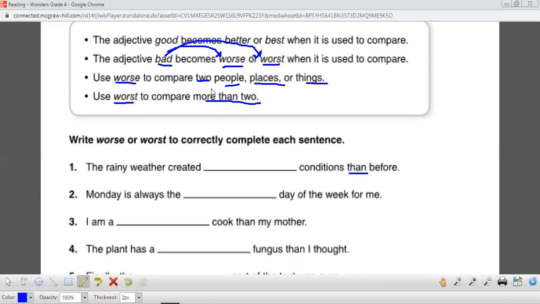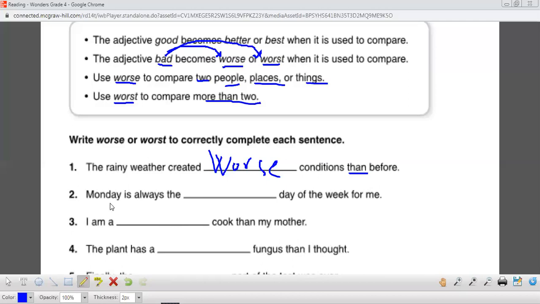And when I compare two things or two places or two groups, I have to be using worse. So worse is the correct answer for this question. The rainy weather created worse conditions than before.